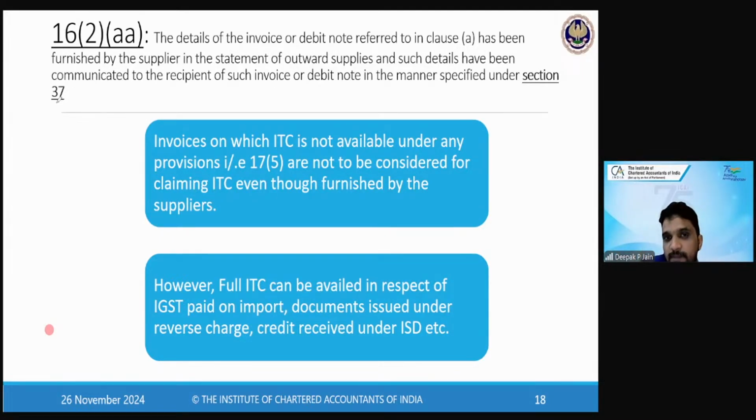Now it is getting enabled that customs are pushing it, but that is not a criteria for you to claim the credit. So imports के लिए जो credit है आप on your bill of entry basis ले सकते हो. Documents issued under reverse charge उस पे भी आप अपने आप क्रेडिट ले सकते हो. And in case of ISD also you can claim the credit. For that you don't have to see it in your GSTR 2B. So only these three cases you will not see in your GSTR 2B.